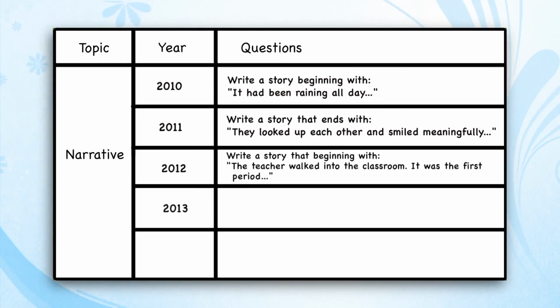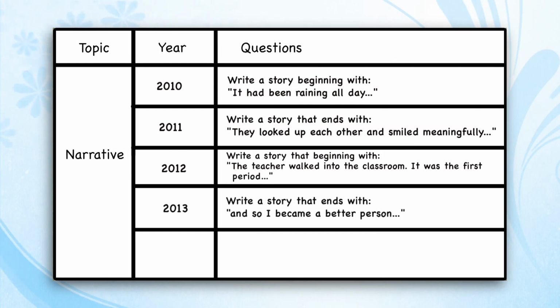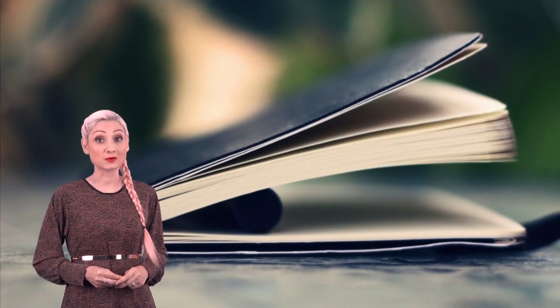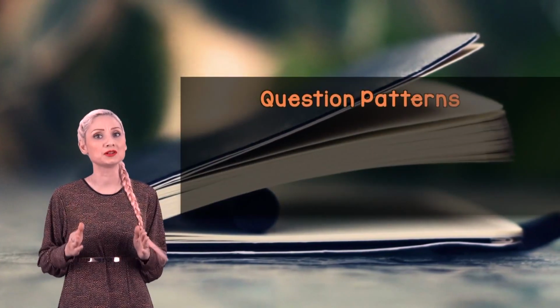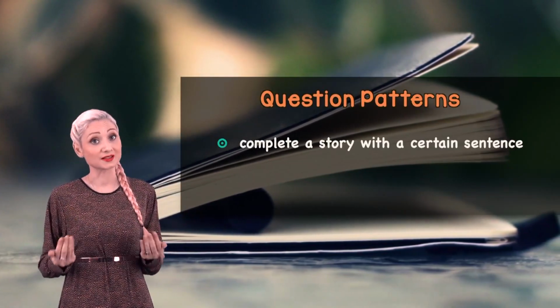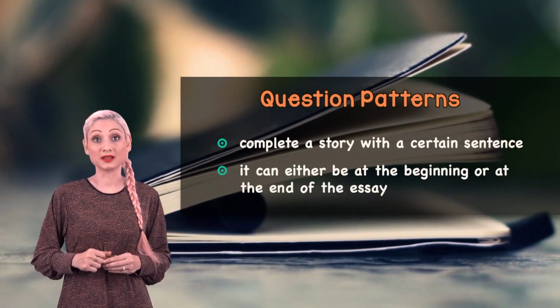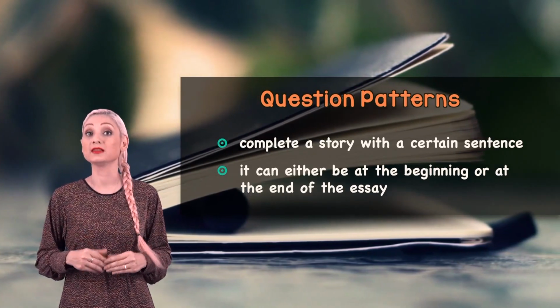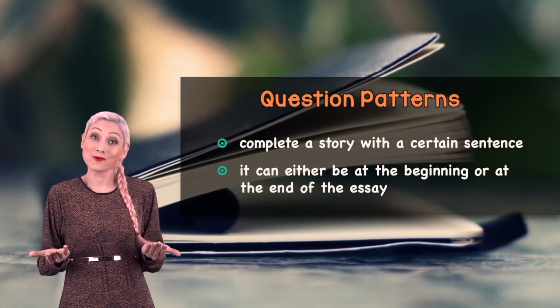In 2013, students were required to write a story that ends with, "And so I became a better person." And in 2014, students were required to write a story about a fisherman beginning with, "The wind blew strongly. Out at sea." Based on these question samples, we can see that students were asked to complete a story with a certain sentence. It can be either at the beginning or at the end of the essay. In other words, students can determine their own plot and write anything they want.